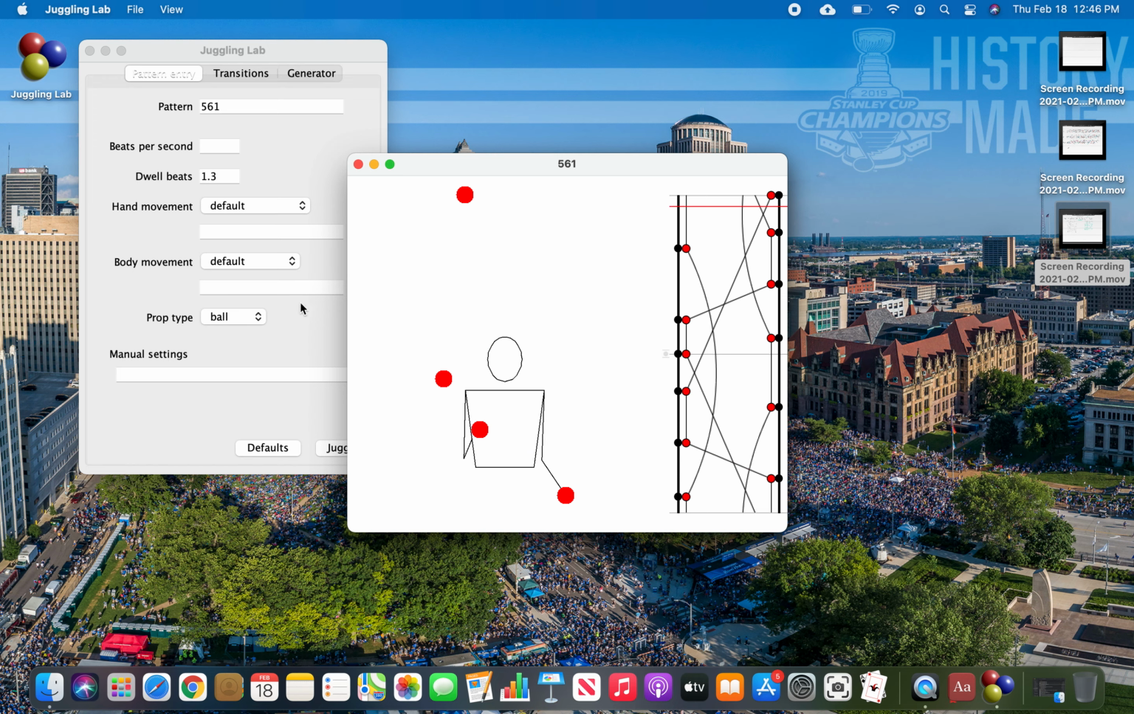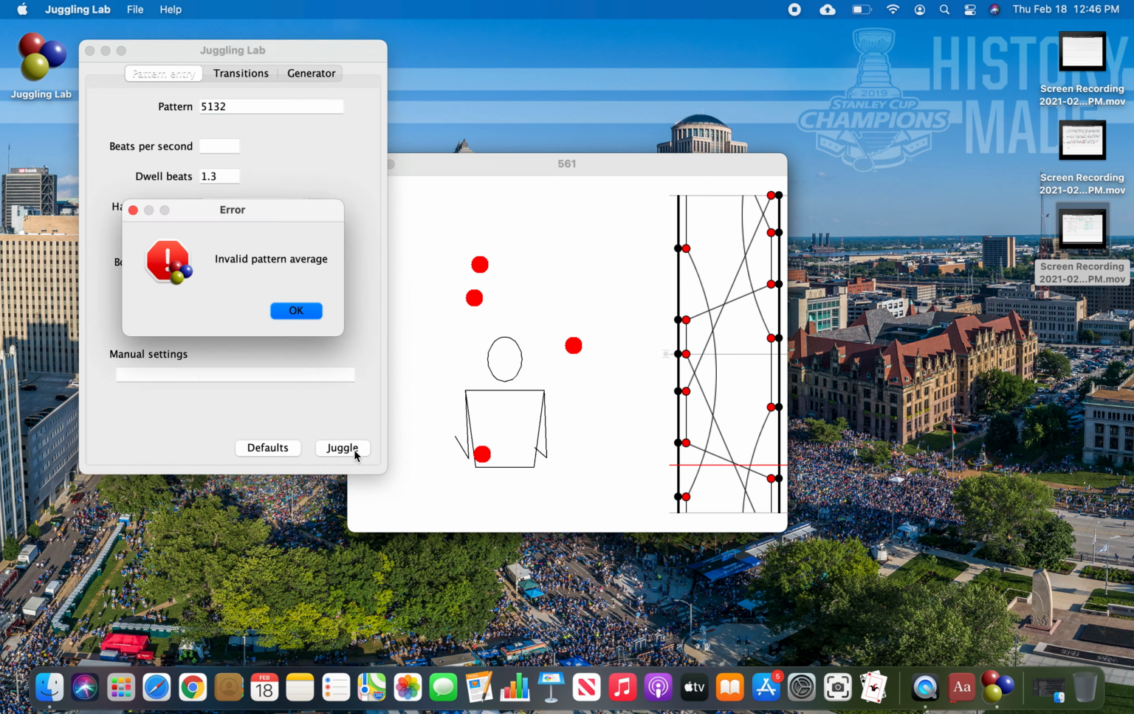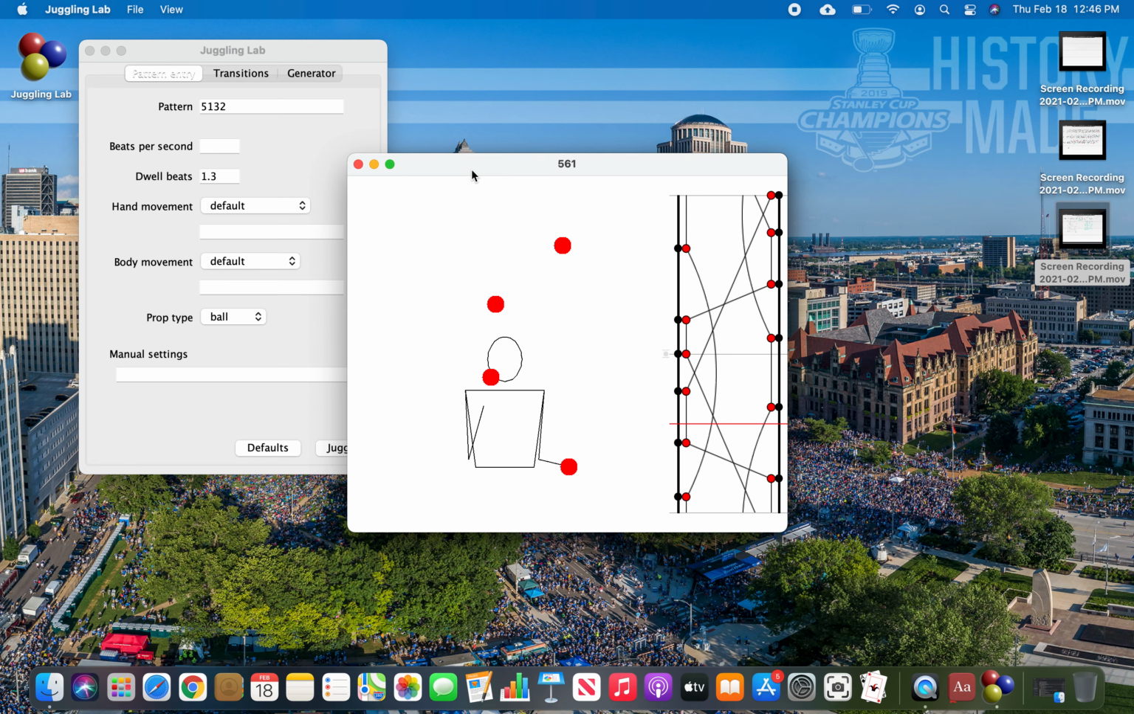So that's a much more difficult pattern to actually juggle with 4 balls. And then we also tried to do the pattern 5-1-3-2, and notice what happens when I try to hit juggle. It tells me invalid pattern average, so that's a pattern we can't juggle. So if you want to visualize these patterns that you may have come up with, feel free to download a program like this and give that a try.